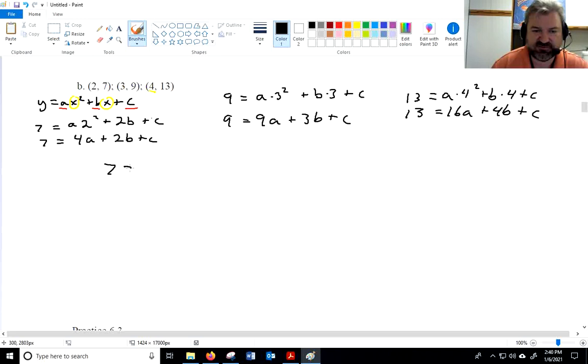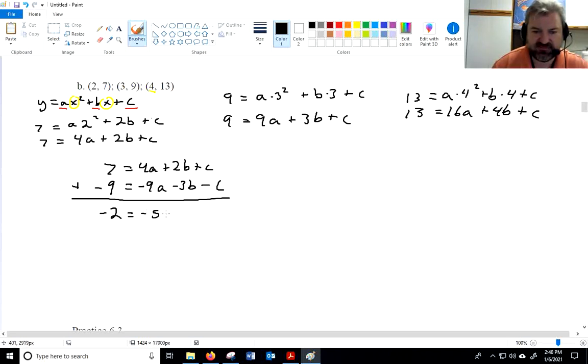So here we go. 7 equals 4a plus 2b plus c. And I'm going to rewrite this times a -1, so it's -9a minus 3b minus c. And I will add these two equations together, and I get -2 equals -5a minus b. So remember, when you're doing this, because there's no x on the c, you're going to be able to cancel c really easily between two of your equations.